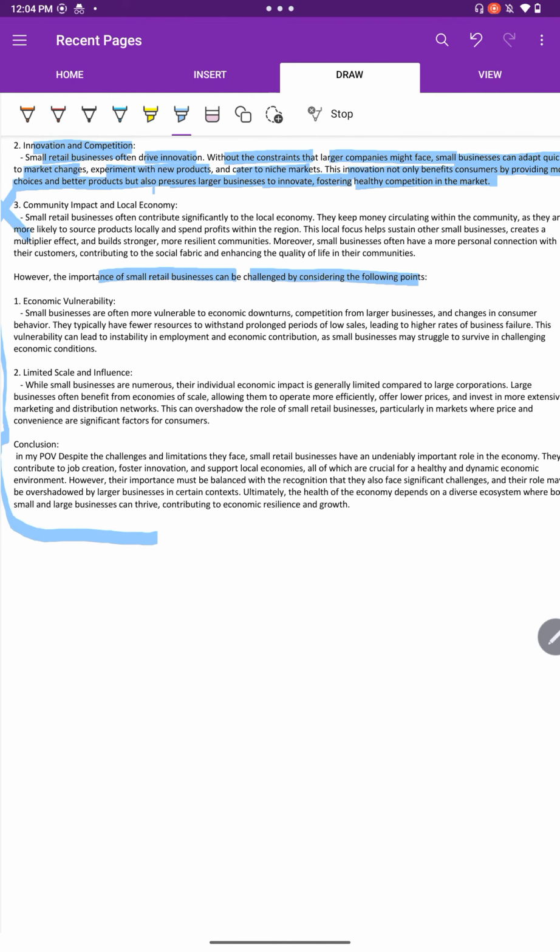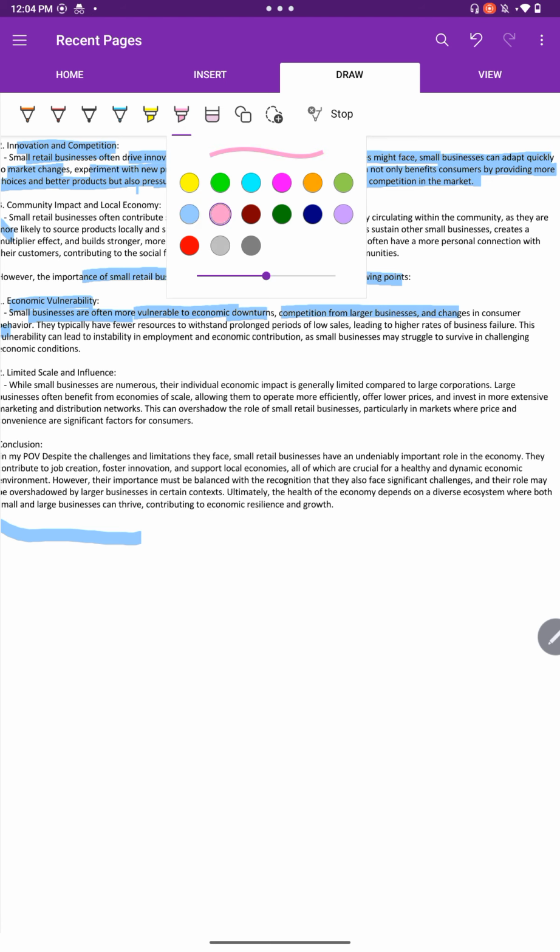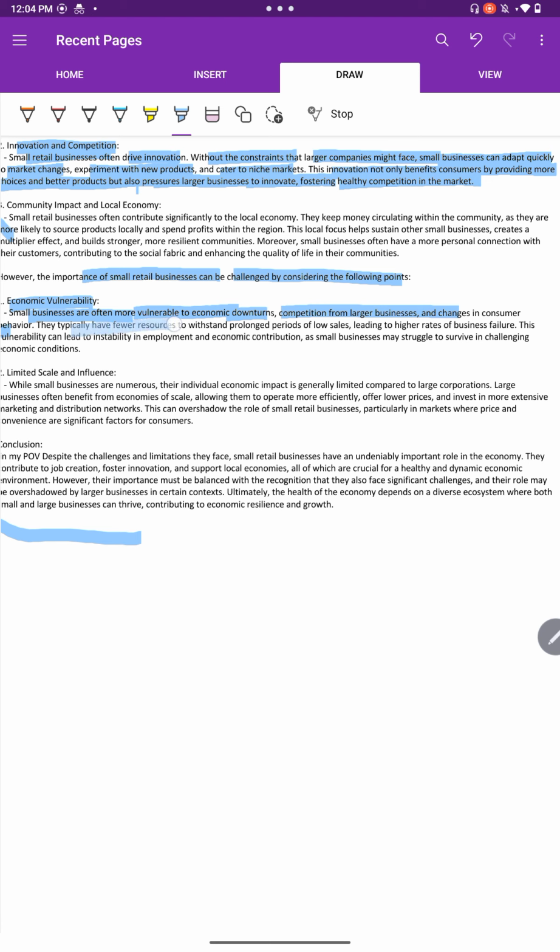The first one would be economic vulnerability. Small businesses are often more vulnerable to economic downturns, competition from large businesses, and changes in consumer behavior. They typically have fewer resources to withstand prolonged periods of low sales, leading to higher rates of business failure. This vulnerability can lead to instability in employment and economic distribution, as small businesses may struggle to survive in challenging economic conditions.